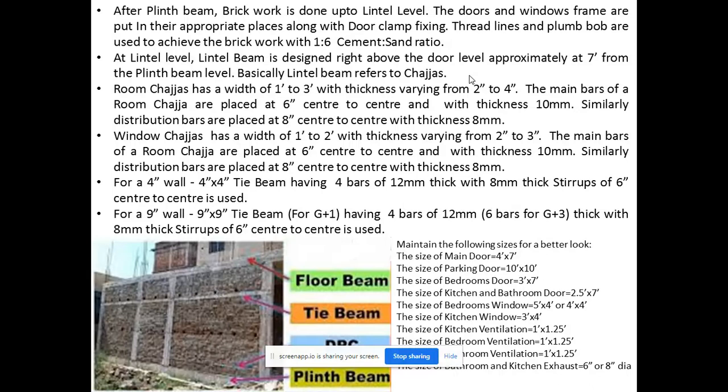For G+2, 6 bars are required with 8 mm thick stirrups at 6-inch center to center. Some more important points: maintain the size of the main door as 4 feet by 7 feet, parking door as 10 feet by 10 feet, bedroom doors must be 3 feet by 7 feet, and the size of the kitchen and bathroom door can be 2.5 feet by 7 feet, followed by bedroom window, kitchen window, kitchen ventilation, bedroom ventilation, bathroom ventilation, exhaust, bathroom exhaust, kitchen exhaust.